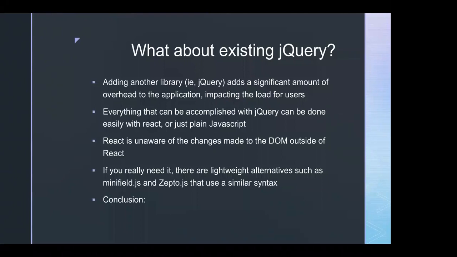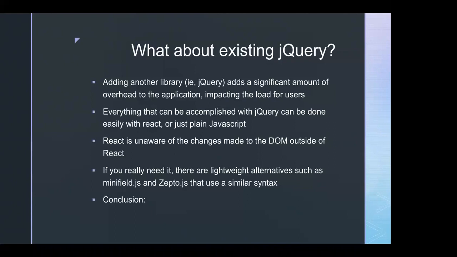So what about existing jQuery? If you already have a single page or a multi-page application with Django, you probably have a good amount of jQuery. But adding a library such as jQuery adds a lot of overhead to the application, which really impacts the load for users. And everything that can be accomplished with jQuery can be done really easily with React or just with vanilla JavaScript.